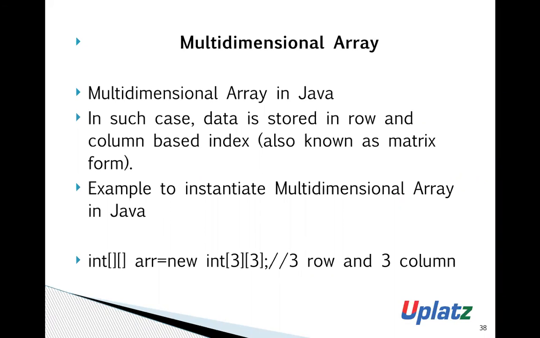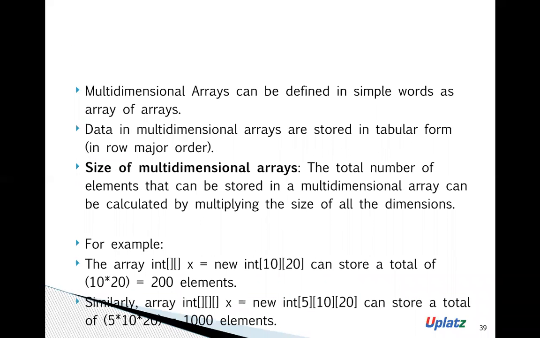In a multidimensional array, data will be stored in the form of rows and columns. So this is a two-dimensional array: int[][] arr = new int[3][3]. It has 3 rows and 3 columns. Multidimensional arrays can be defined in simple words as an array of arrays. So I can call a multidimensional array an array of arrays. Data in multidimensional arrays is stored in tabular form, that is row major order.